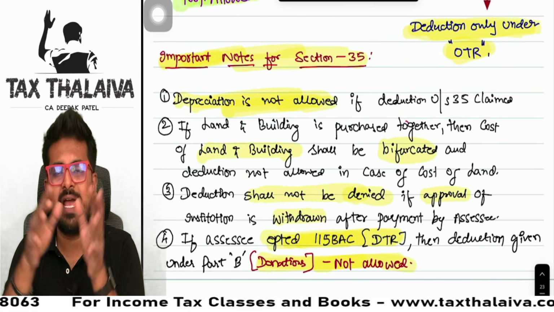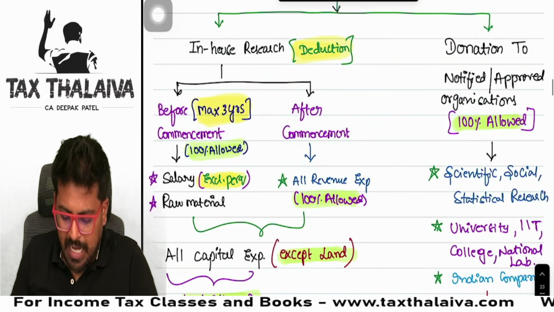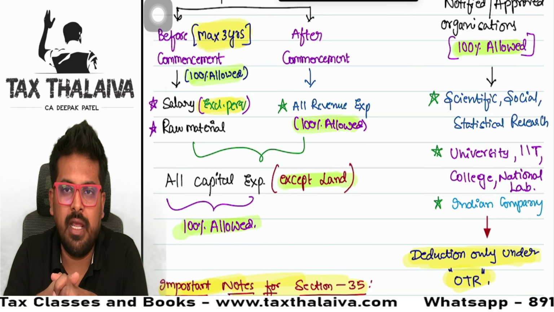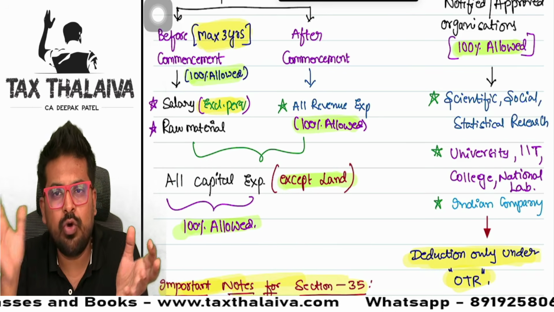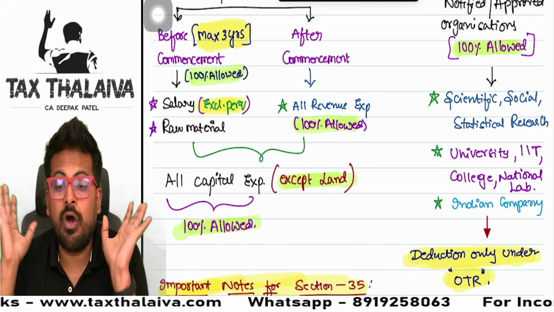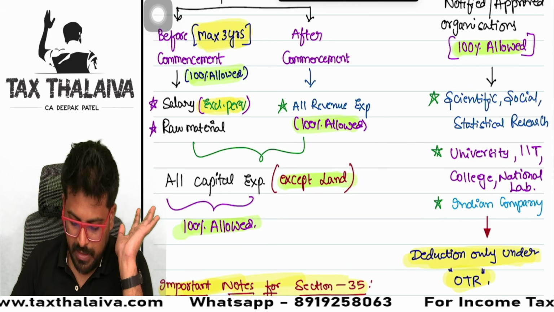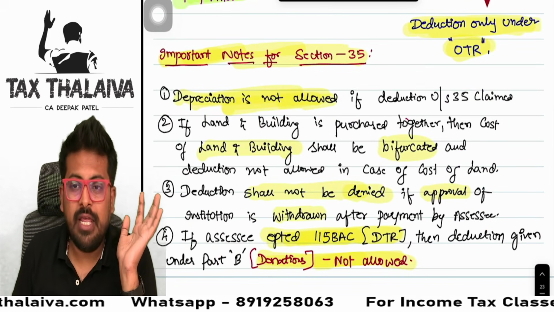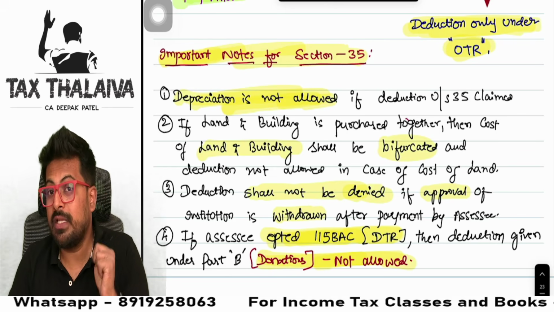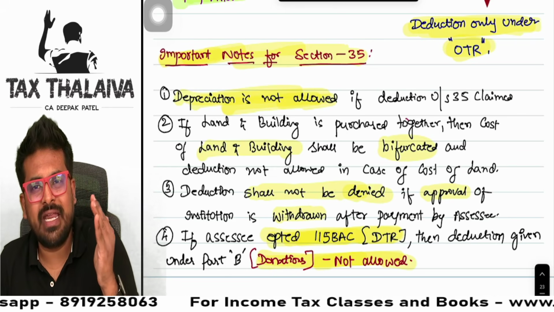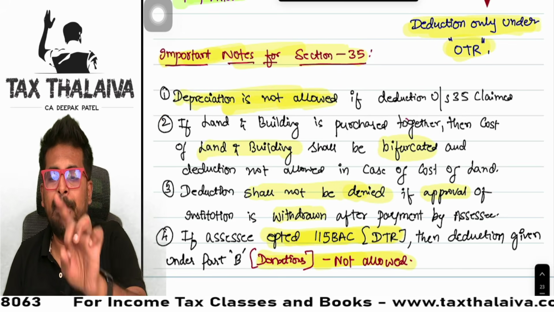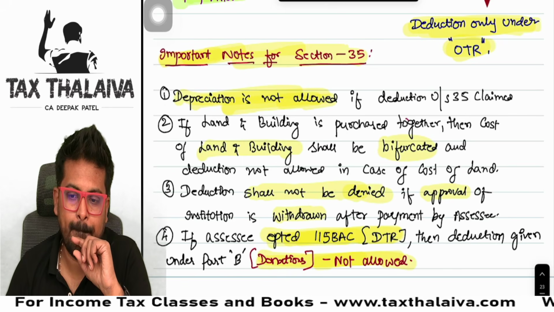Depreciation is not allowed. Of course, guys, if you already claimed capital expenditure 100%, let's say for example, you have purchased one building for scientific research and already claimed 100% as deduction under section 35, then there is no scope for depreciation further. Next, if you purchase land and building both put together, then what will happen? Of course, bifurcate the land value and building value separately. Land is not eligible, only building value is eligible.